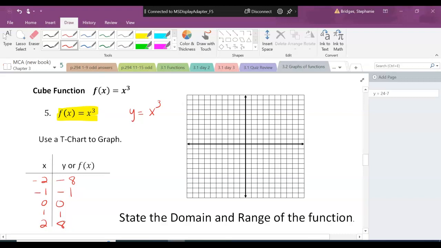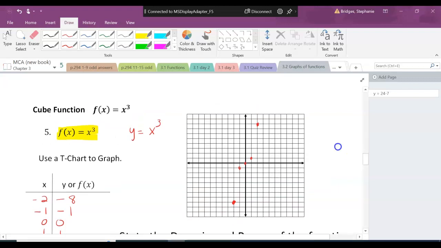All right. So negative 2, negative 8 is here. Negative 1, negative 1, 0, 0, 1, 1, 2, 8. And so what we're going to do is you're just going to curve through those, but on either end we're putting an arrow because it's going to extend forever and ever.